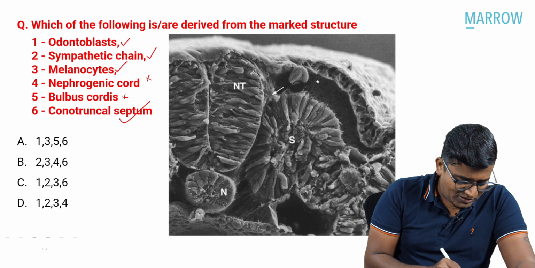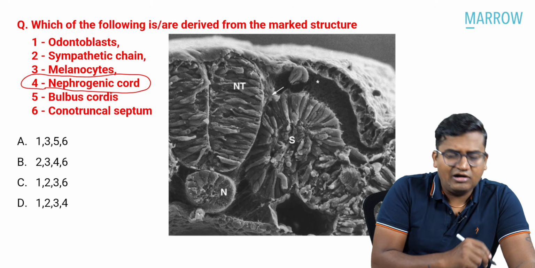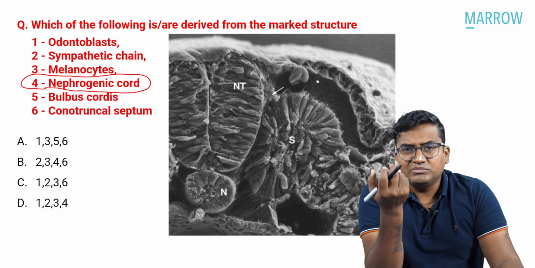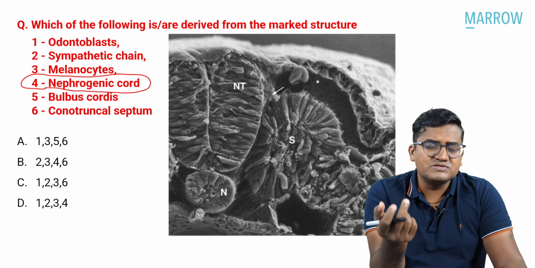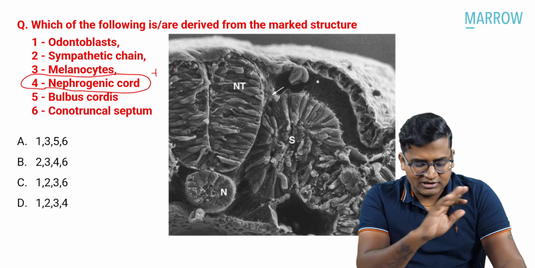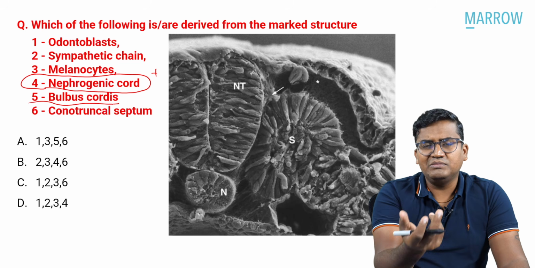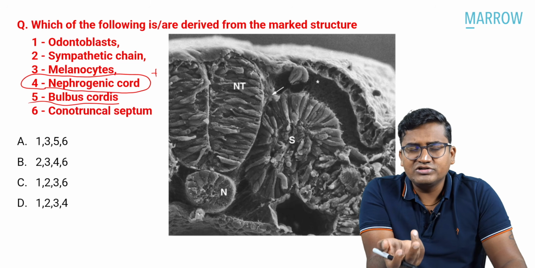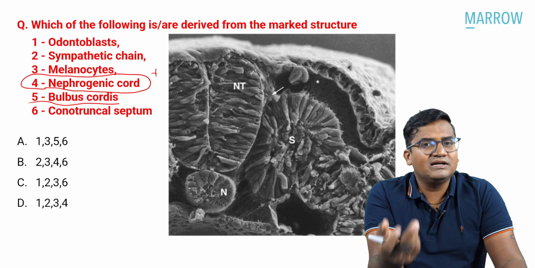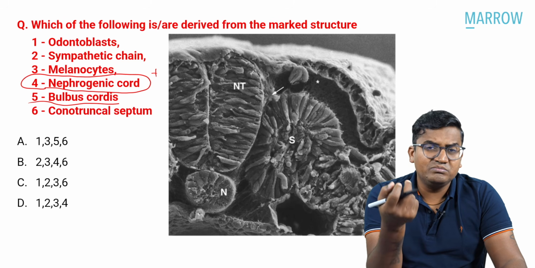We already know the nephrogenic cord. I hope you know this. The nephrogenic cord forms the kidney and the gonads. It is derived from the intermediate mesoderm. I told you intermediate mesoderm forms the urogenital system. So the nephrogenic cord is not derived from the neural crest cells. And the bulbus cordis is a part of the heart tube. The heart tube comes from the cardiogenic area, the splanchnopleuric layer of lateral mesoderm. Again, the heart tube is coming from mesoderm.